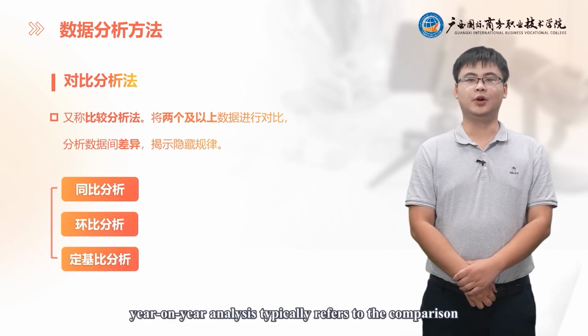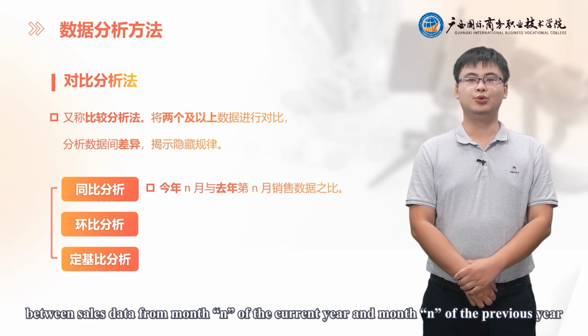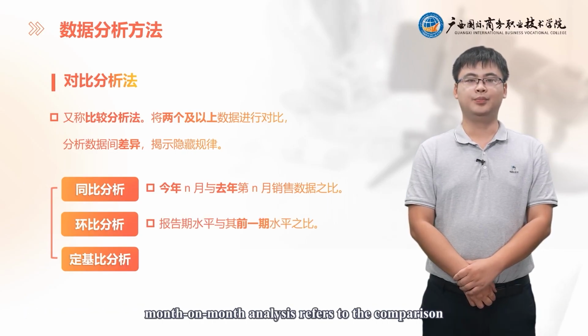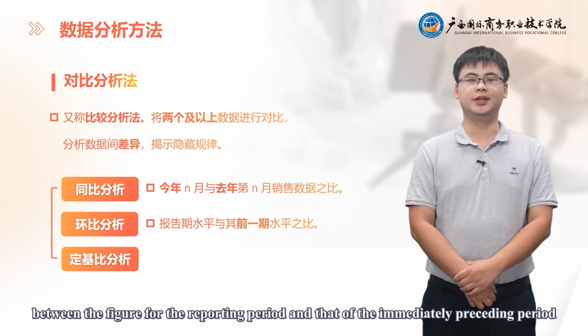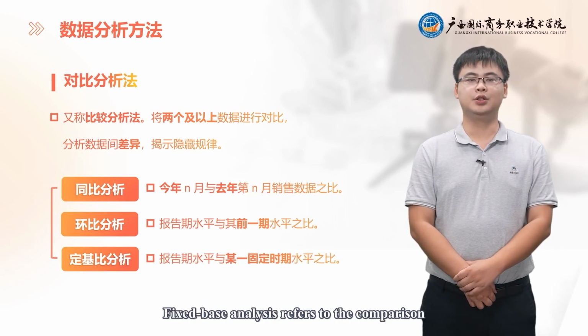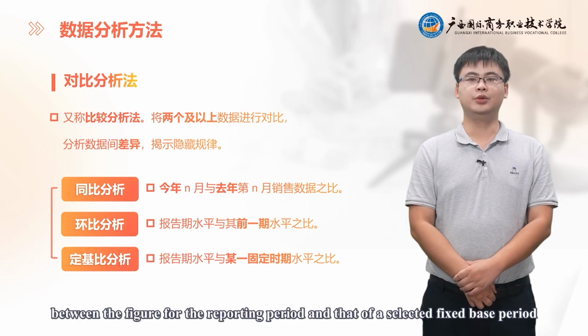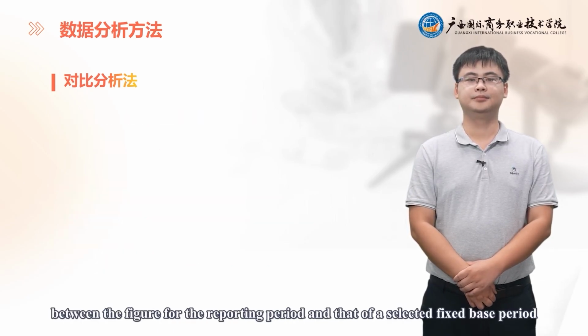Generally speaking, year-on-year analysis typically refers to the comparison between sales data from month N of the current year and month N of the previous year. Month-on-month analysis refers to the comparison between the figure for the reporting period and that of the immediately preceding period. Fixed-base analysis refers to the comparison between the figure for the reporting period and that of a selected fixed-base period.